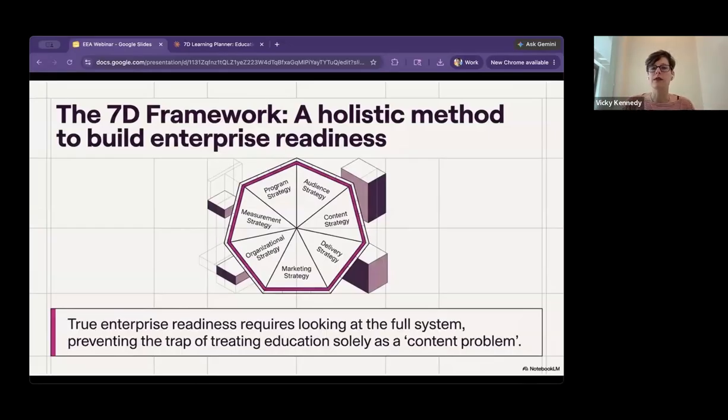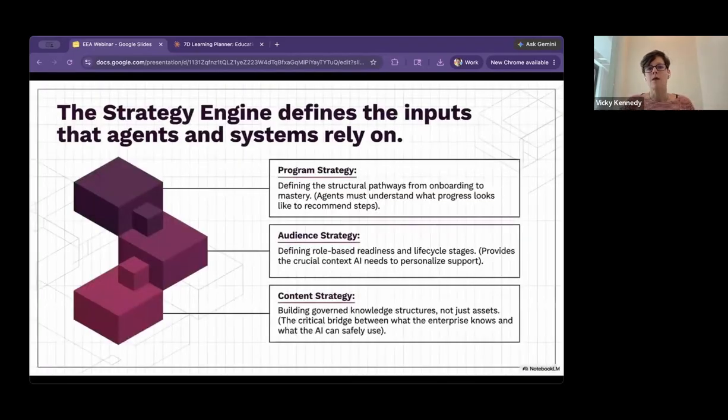This is the 7-dimension framework that I now call 7D. This is the one that I mentioned earlier that I use and implement. So I'm going to talk through this. You can take what you need from this, and hopefully it's helpful. This is the first 3 dimensions. It starts with the program strategy.